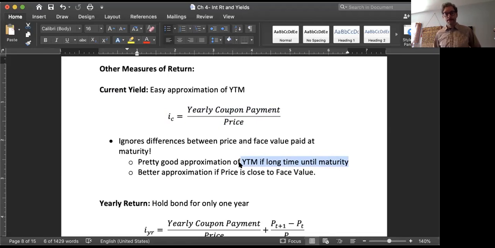And so, use current yield sparingly, but there are times that you can use it. If you see that a bond is selling close to face value, current yield is going to be a pretty quick down and dirty estimate of what that yield to maturity is.